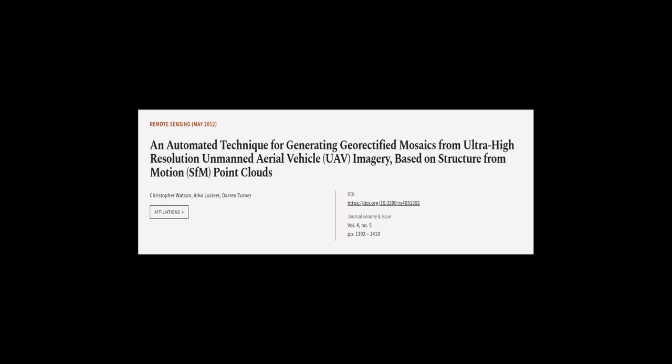The absolute spatial accuracy of the direct technique is 65 to 120 centimeters, while the GCP technique achieves an accuracy of approximately 10 to 15 centimeters. This article was authored by Christopher Watson, Arko Lucieer, and Darren Turner.